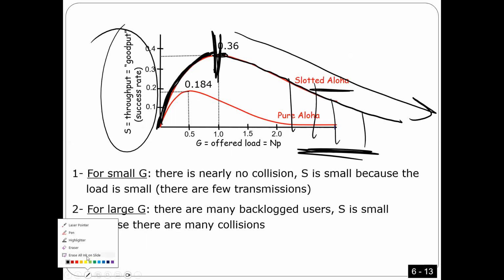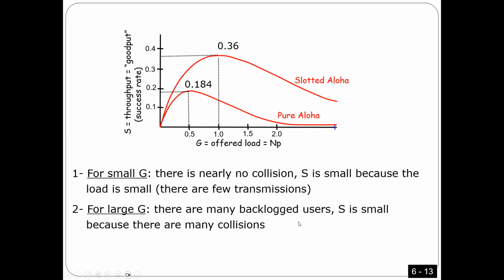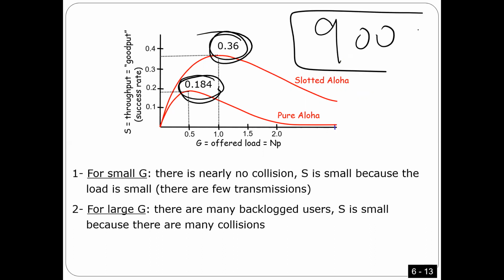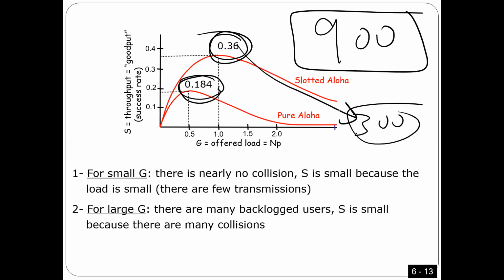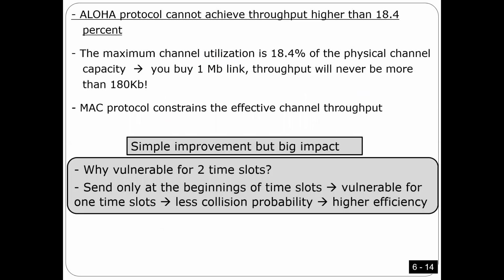That means slotted ALOHA was able to improve the maximum from 18% to 36%, which is still bad. 36% means about one third. That means if I transmit 900 frames, I'm going to get only 300 delivered in the best scenario. One third, 36%. Is that okay?